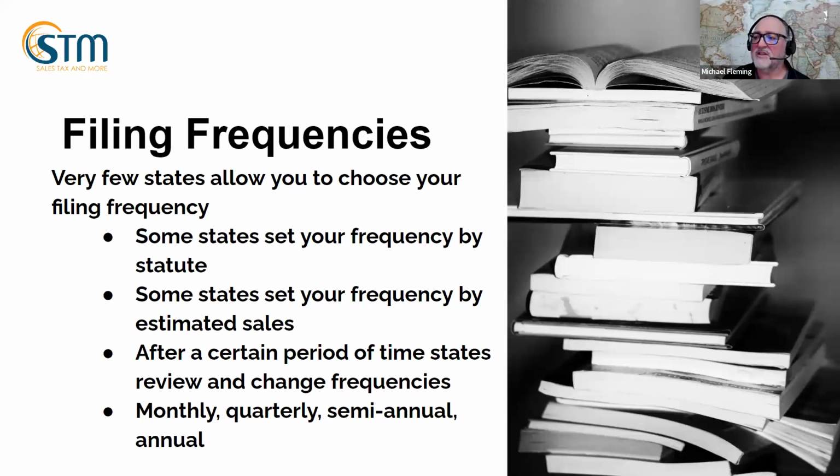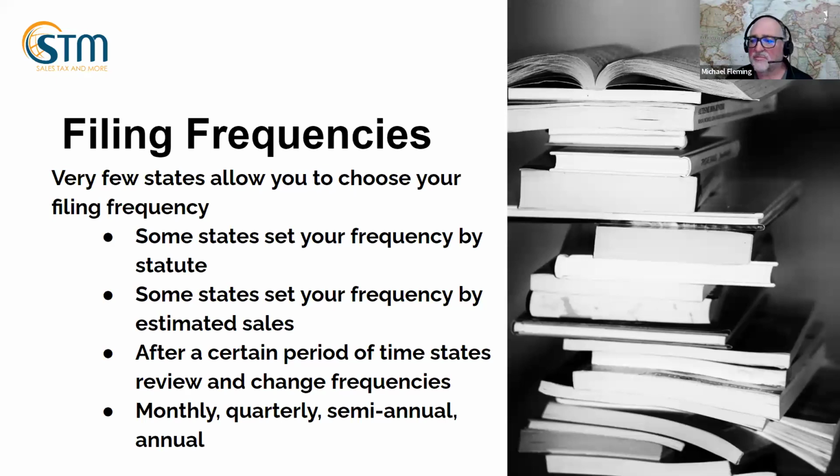Other states are going to set your frequency by estimated sales. If you tell them that we do $2,000 a month, they're going to say, okay, that's going to be a monthly filer. And $2,000 in taxable sales. Some do it based upon how much tax you estimate you're going to be collecting. You don't want to tell them too little, because if you tell them, oh, we're going to do $500 in sales, and you do 500,000, red flag. So you want to be fairly accurate in your estimates.